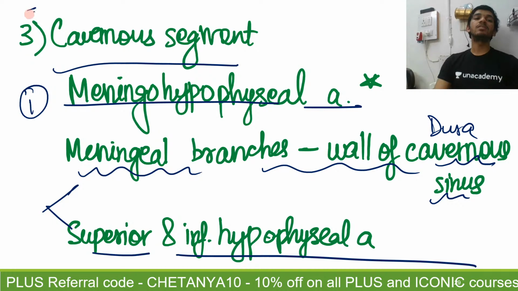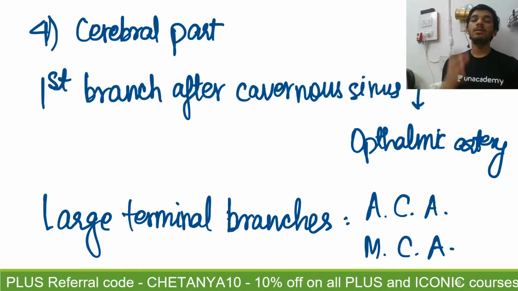The cavernous segment is very important. Why? Because it gives an arterial supply to the superior and inferior hypophyseal artery. And they're very important. Why? Because they supply your pituitary, right? To the hypophysis. So that is why this whole thing is a little important. Cavernous segment. Most important part is the cerebral part, right?